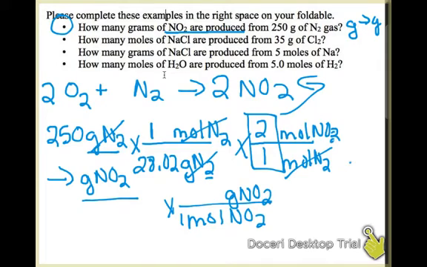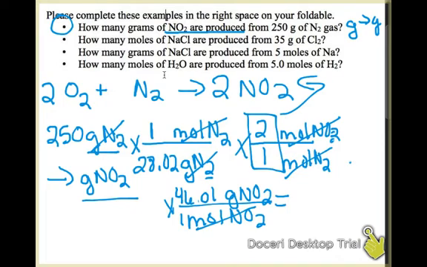Again, I'm going to look at my periodic table to figure this out. Nitrogen is 14.01, oxygen is 16, but there are 2 of them. So if I do 14.01 plus 2 times 16, I'm going to get 46.01. Okay? This unit cancels out this unit. We're left with grams of NO2, which is what we wanted. So now we are ready to put this in our calculator and do the math.